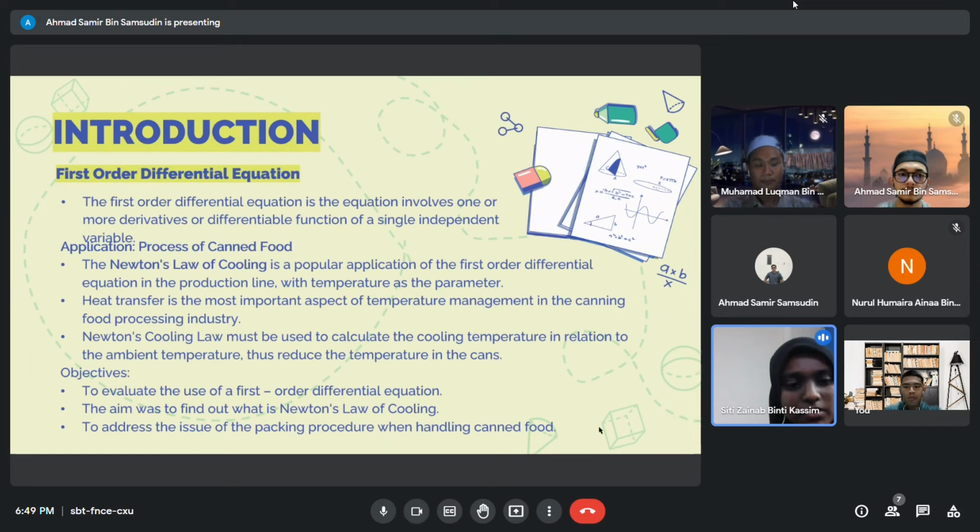Heat transfer is the most important aspect of temperature management in the canning food processing industry. Newton's law of cooling must be used to calculate the cooling temperature in relation to the ambient temperature, thus reducing the temperature in the cans. The objective of the first order differential equation application is to evaluate the use of first order differential equation. The aim was to find out what Newton's law of cooling is and to address the issue of the packing procedure when handling canned food.